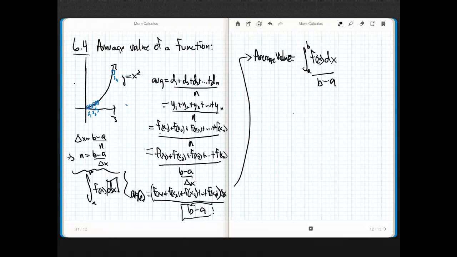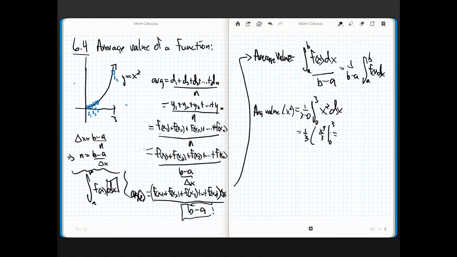Now, let's actually do this for x squared, just for giggles. All right, I want to know the average value of x squared on the interval from 0 to 3. Well, check it out. It's simple, right? I'm just going to take the integral from 0 to 3 of x squared dx. Sometimes you'll see this written as 1 over b minus a times the integral from a to b of f of x dx, right? So this is just going to be 1 over 3 minus 0, so 1/3 times x cubed over 3 from 0 to 3, right? So plug a 3 in, I get 27, divide by 9, I get 3.